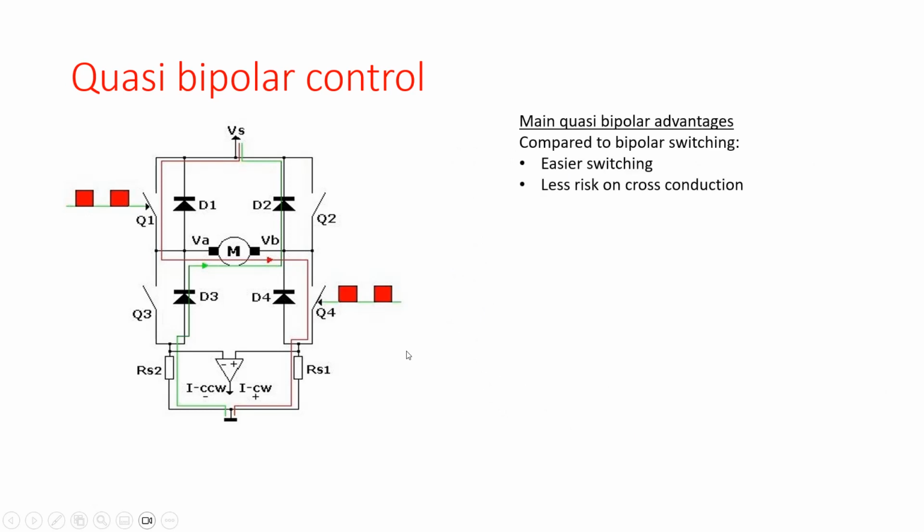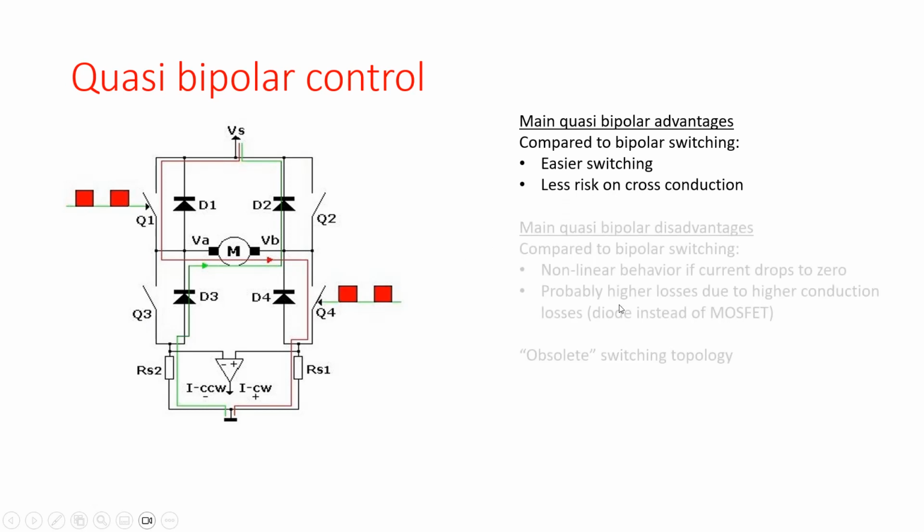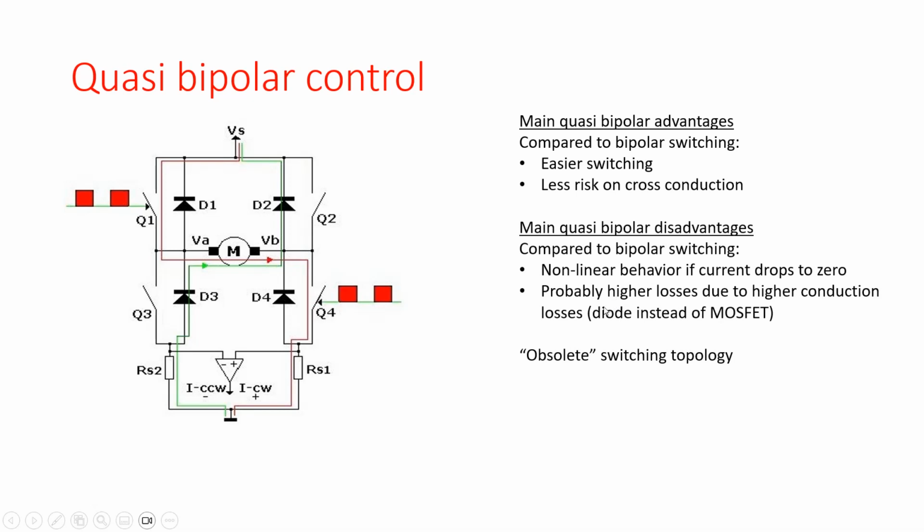So the properties of this control topology compared to bipolar switching is that it's of course much easier switching, because we only put the PWM to Q1 and Q4 and not the inverted one to Q2 and Q3, because they are opened all of the time. So there is also less risk of cross conduction. But compared to bipolar switching, we see non-linear behavior, because when the current drops to zero, the voltage across the motor is equal to the back EMF voltage.